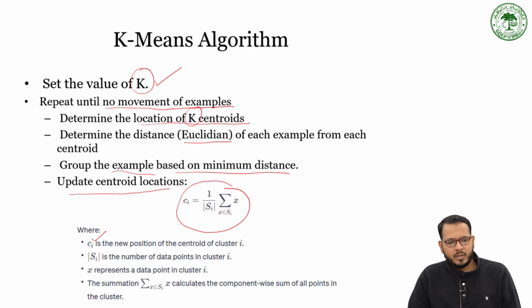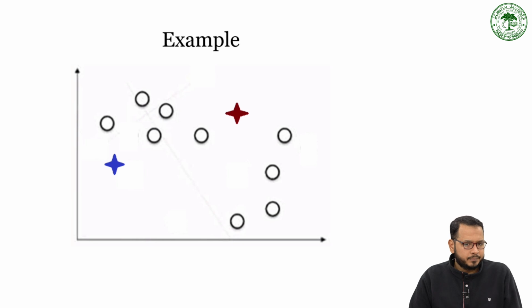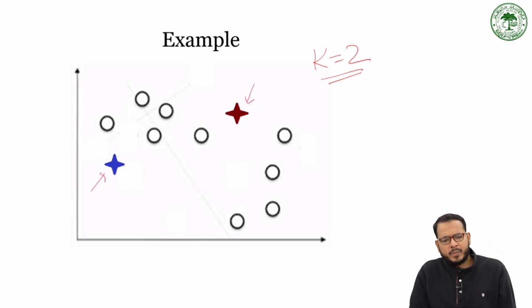Let's try to understand this algorithm with the help of one example. Let's say we have a data set like this, and we want to apply k-means clustering on this data set. So as the first step, we will take two data points as the centroids. In this specific case, we are taking k as 2, and we came up with these points randomly. We picked any two random points and we are calling them centroids. So one is the blue centroid, another one is the brown centroid.